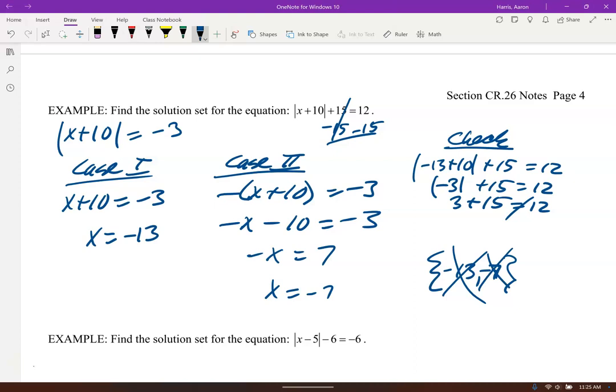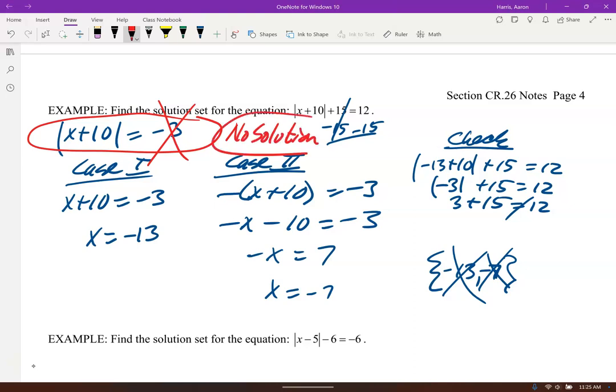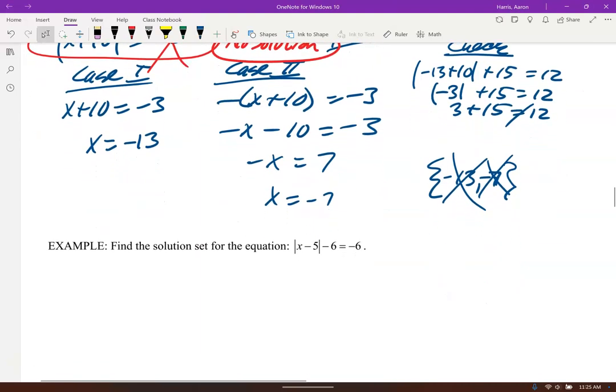So where could you actually stop on this? I was kind of robotic and running through it and not even thinking about it, right? But once I've isolated it, I have absolute value of x plus 10 equals negative 3. The absolute value of a number cannot be negative, as Megan pointed out, right? So right there, you should just say there's no solution. But if you didn't catch it and you ran through it, make sure you check it. And neither of those solutions will work for you.